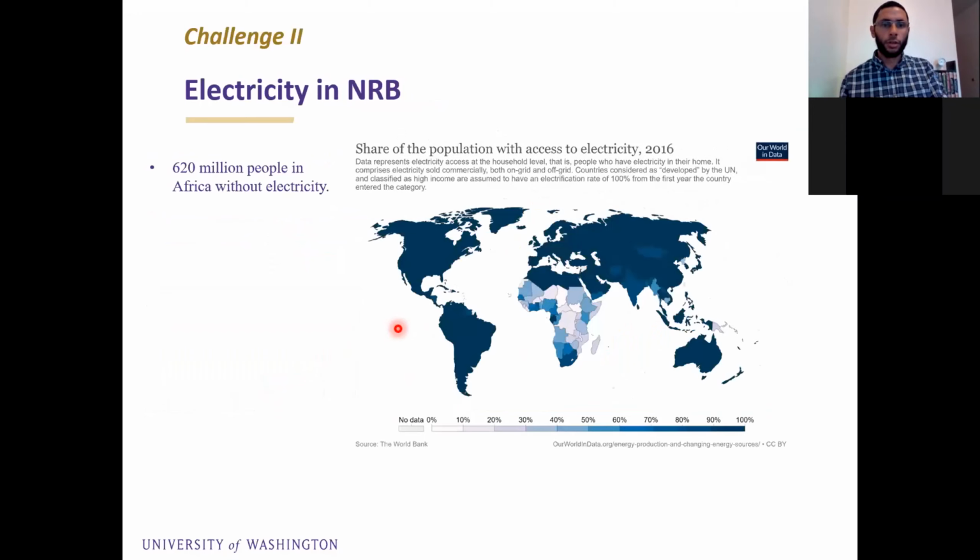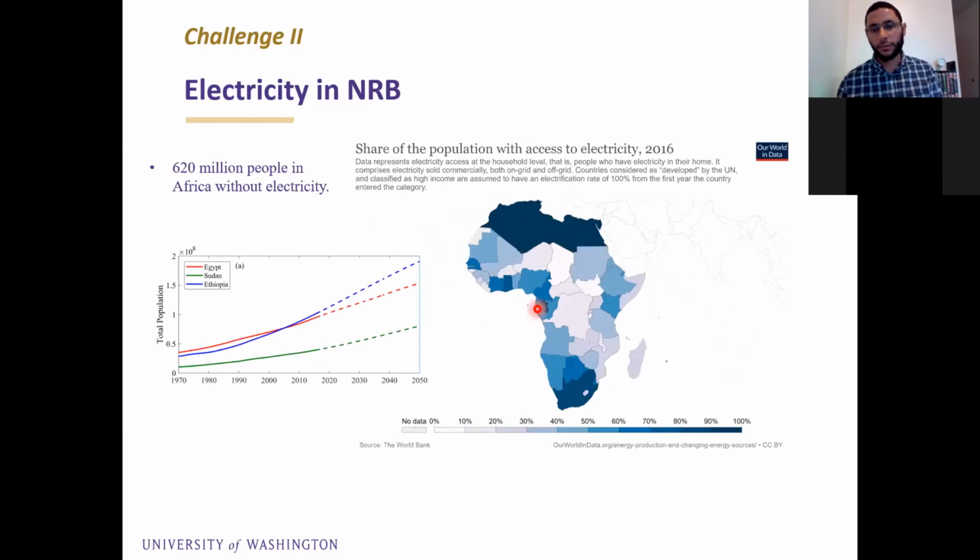Then the second challenge is electricity, and the map here is showing the percentage of the population that has access to electricity. So you can see, for example, the United States or South America have 100% of the population with access to electricity. The same for Australia, for example. But if you look at Africa, let's focus on Africa, because you see that 620 million people in Africa don't have access to electricity.